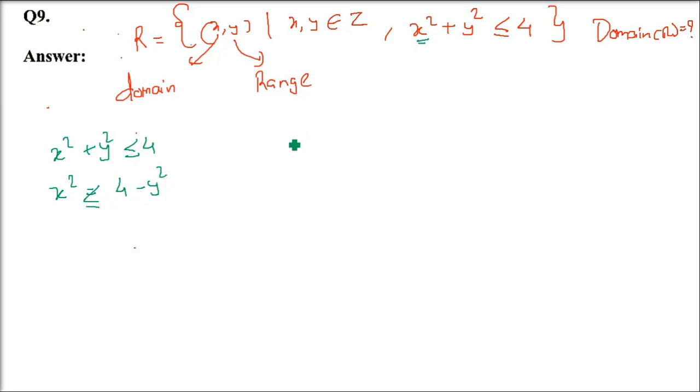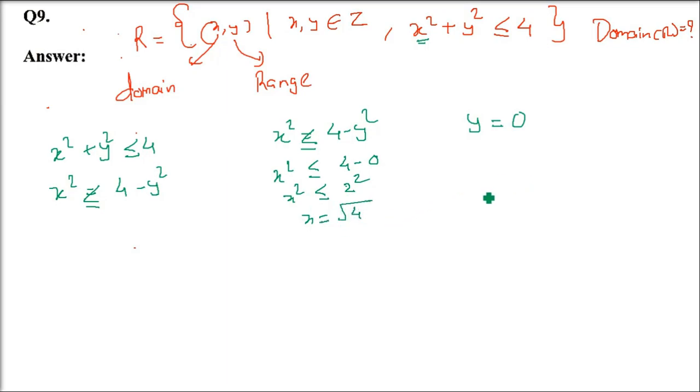This is less than or equal to, don't make it equal, otherwise things will change. x square is less than or equal to 4 minus y square. Now I am taking y as 0. So x square is less than or equal to 4 minus 0, that is 4, 2 square. Even if you equate, it will be plus minus 2.